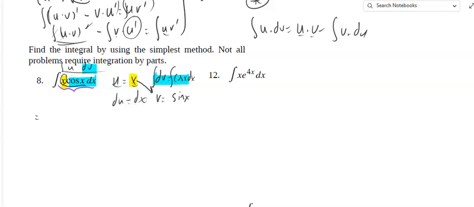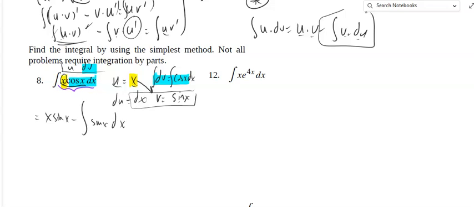So u times v, which is x sine of x, minus the integral of v du, the product of those, sine of x dx. And notice what happened. By letting u equal x, since you take a derivative of x, that's no longer there. And now I know what that is. That is simply, what do you take a derivative of to get sine? Negative cosine of x.